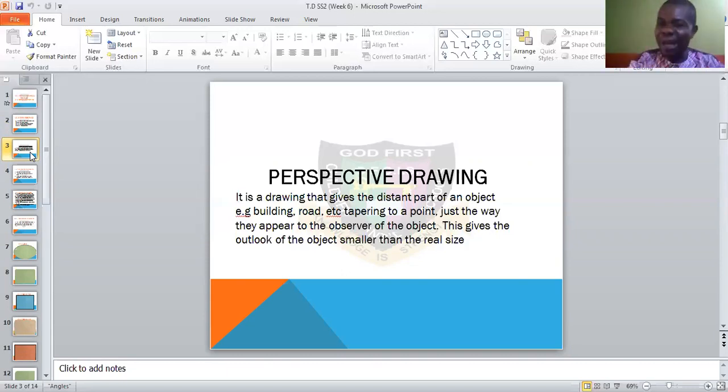The person viewing is what we call the observer. That's what I mean. It gives the outlook of the object smaller than the real way it appears. If the object is big, when you stay somewhere to view it, it gives the real look smaller than the way it's supposed to be. We will understand these things while we are talking about the terms that we need to look at.